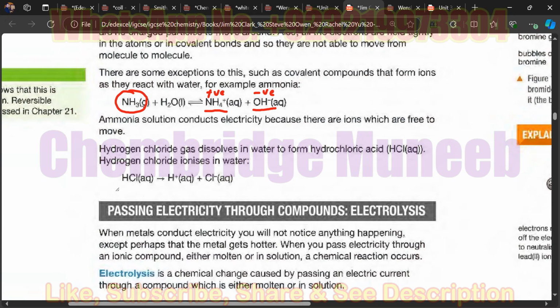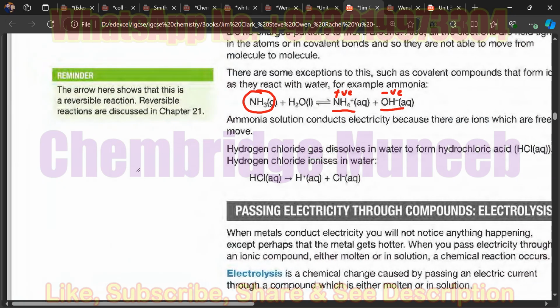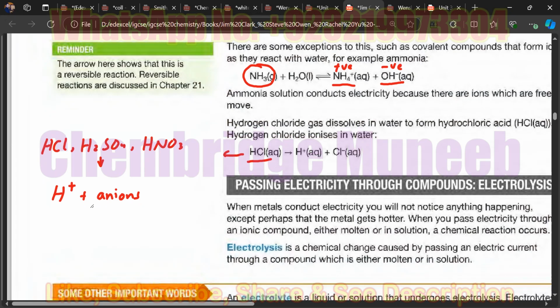So these two ions can conduct electricity. Also, all the strong acids, for example HCl, H2SO4, HNO3, when they are in their aqueous solution form, they conduct electricity because they can give hydrogen ions, which is the property of the acids, plus their negative ions or anions, which are groups of atoms. So these can conduct electricity.